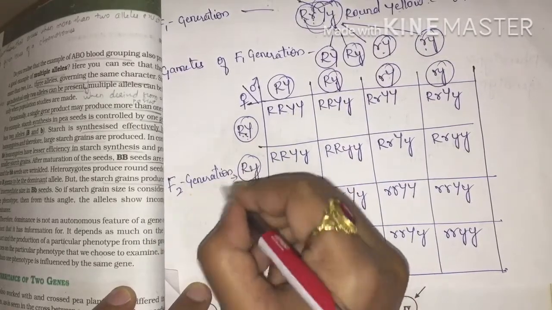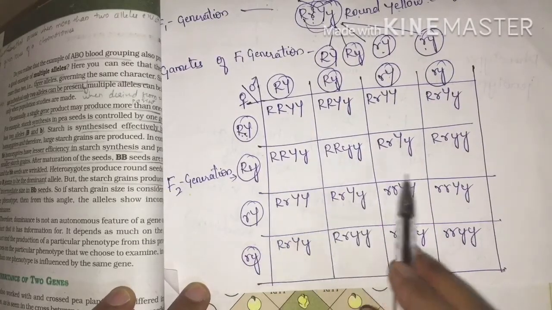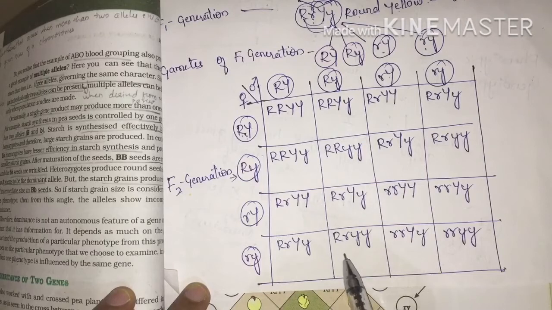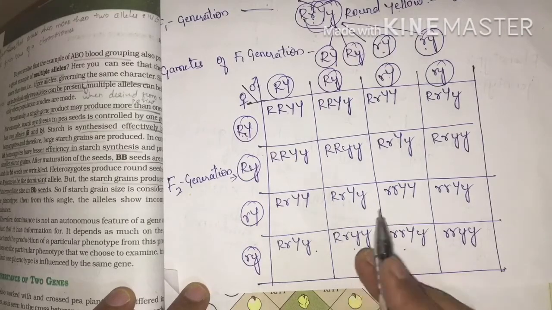This one is F2 generation. This complete whole set is F2 generation. How many F2 generation we have got here? We have got 16. Okay, 4 plus 4 plus 4 plus 4. Total 16 genotypes we have got. First, we shall write what are its phenotype.